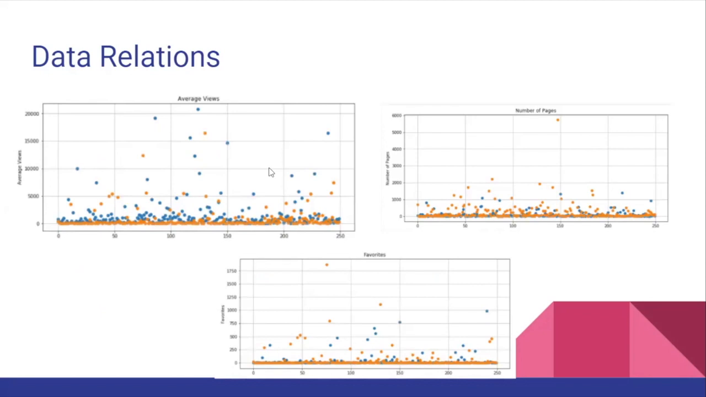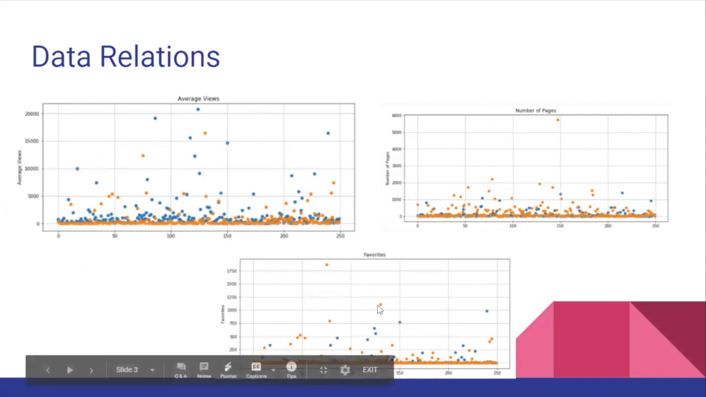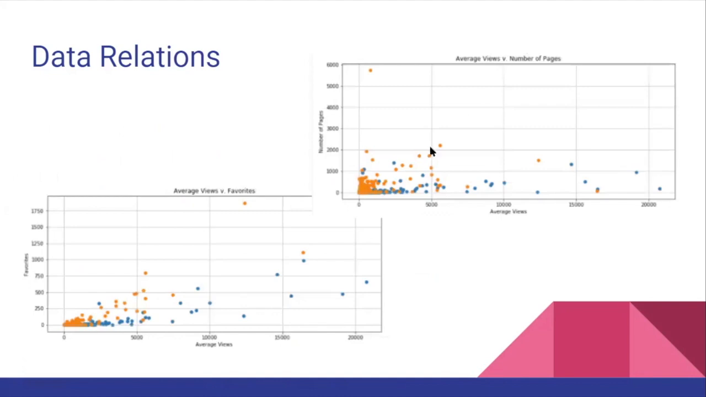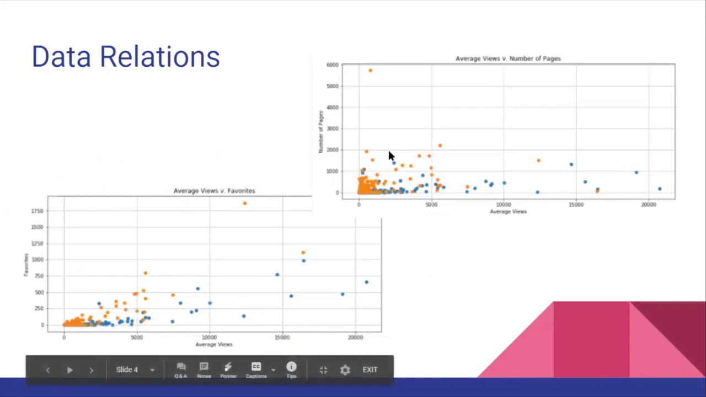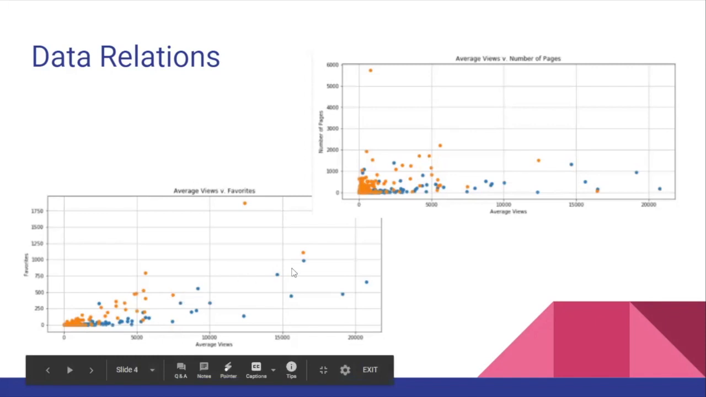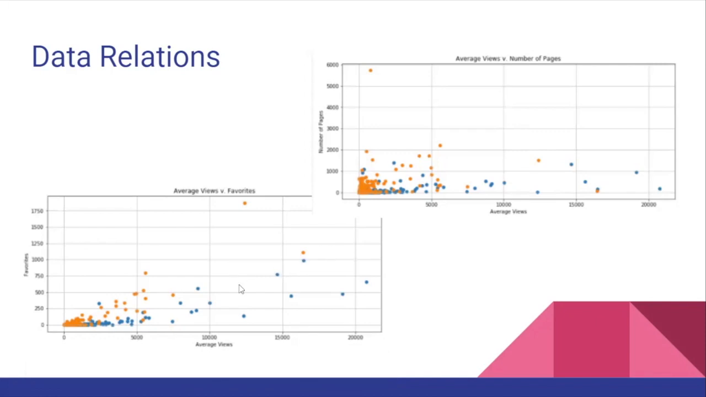You can see that false, which is in orange, sometimes will mix up with the blues, so you can't just go simply based off height, because that's not going to solve anything. But if you start to connect data, like say if you mix the average views and the number of pages, like this graph here, or the average views and the favorites, you can see a clustering, and you can almost see where you can draw some sort of slope in between the data to make it fit more across a line.